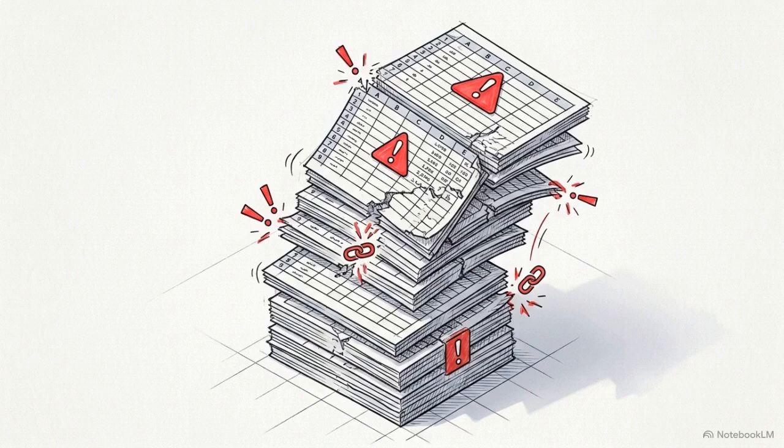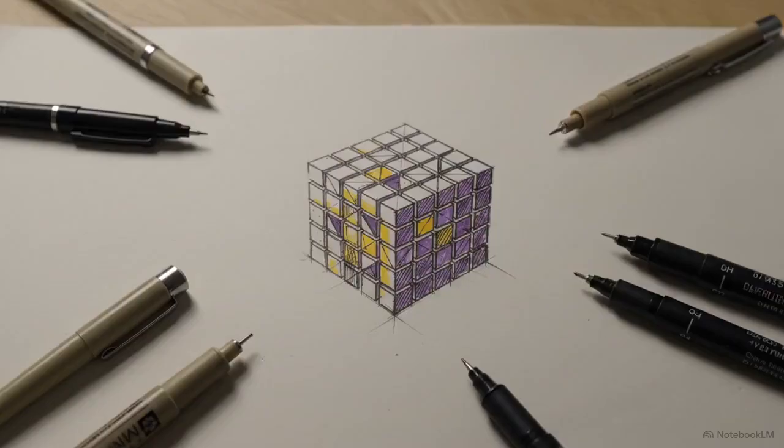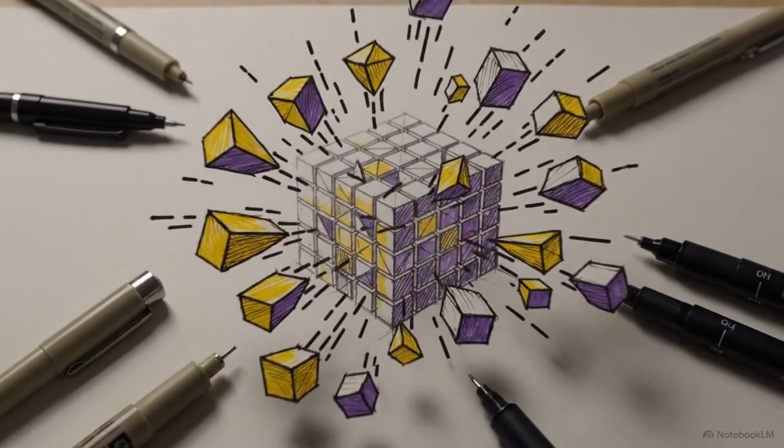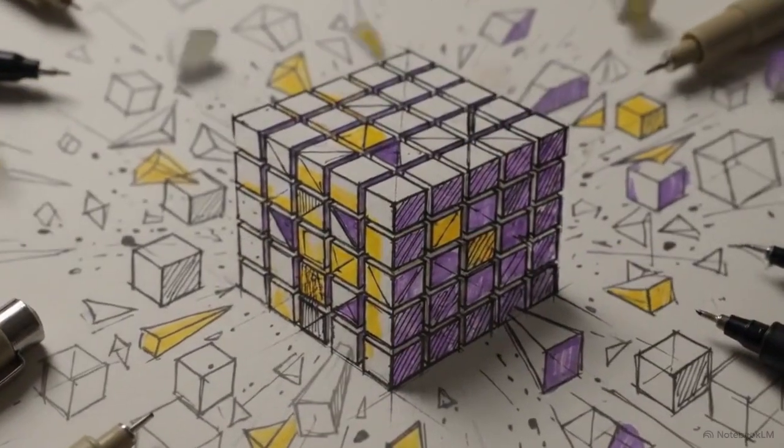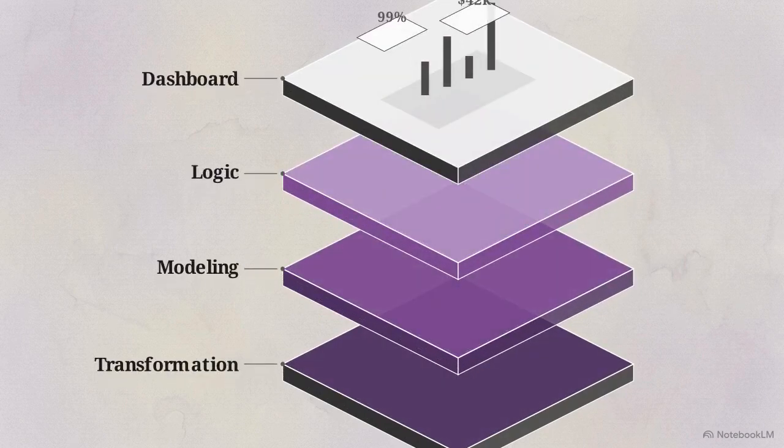When organizations scale using localized, unlinked spreadsheets, they face high maintenance and logic errors. Moving to a governed system requires treating analytics as a multi-stage software architecture rather than a collection of standalone files. A functional dashboard relies on a deep stack of logic.